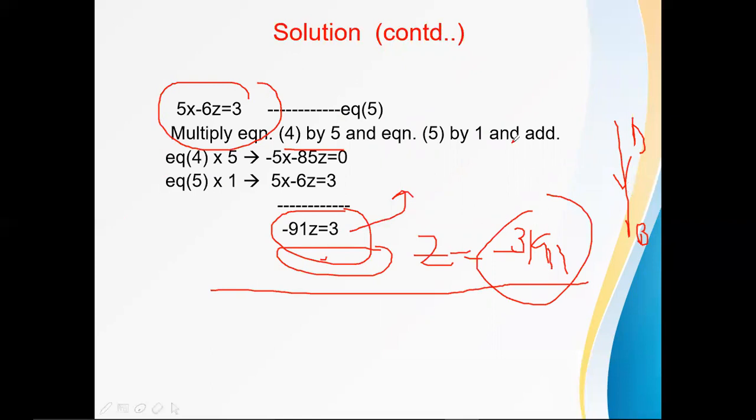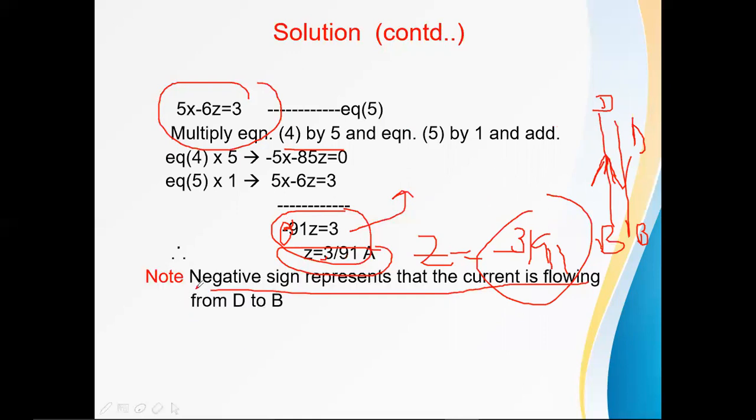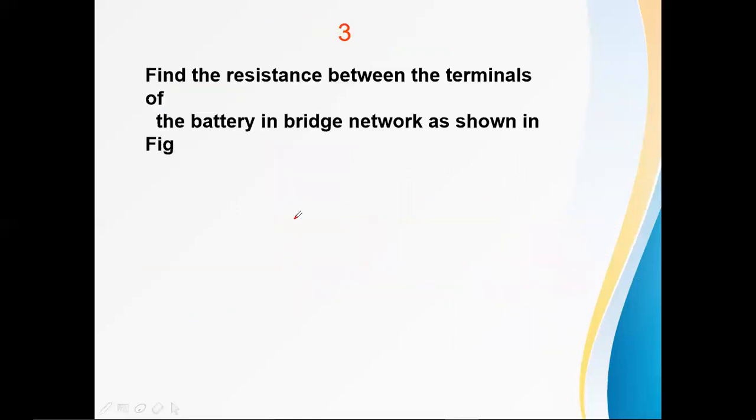Then how do you make that assumption correct? By changing the direction. Instead of drawing the direction from D to B, you need to draw the direction from B to D. So the negative sign indicates the direction is going to be reversed. The negative sign indicates your assumed direction is reversed, by making this arrow mark into B to D. Your assumption is D to B, but your result says you need to draw the current from B to D. That is given as a note: the negative sign represents the current is flowing from D to B.